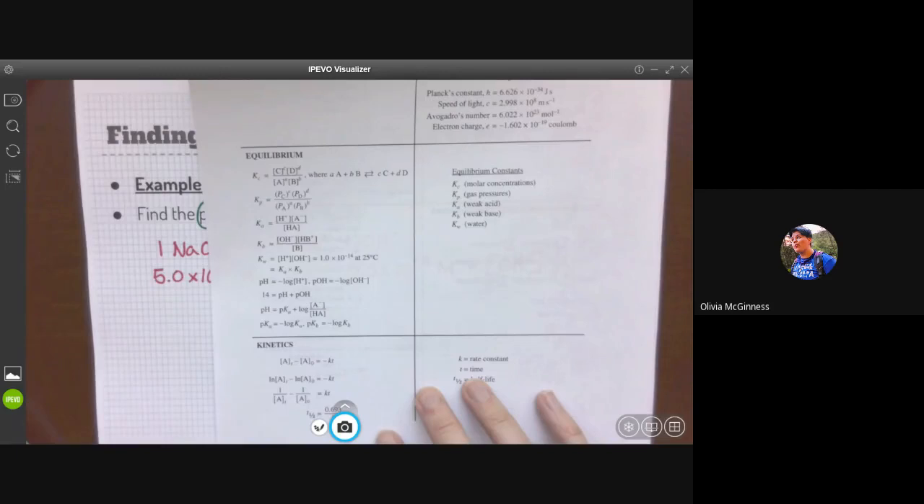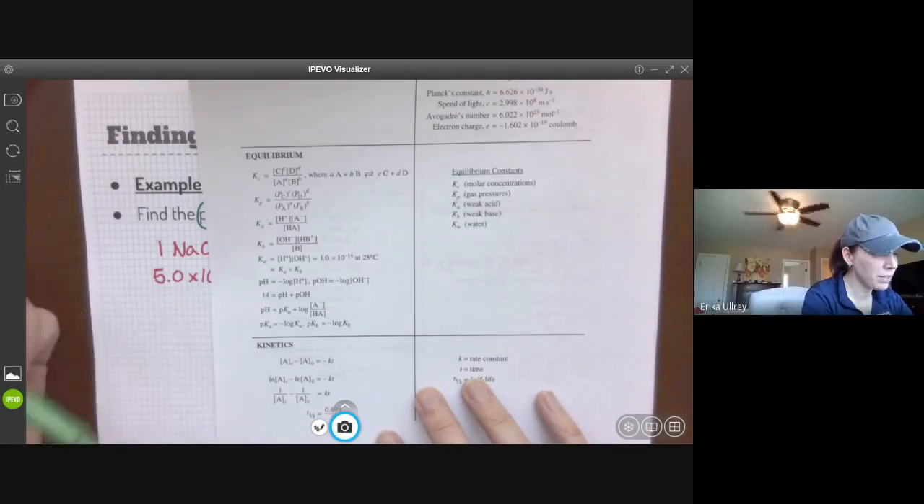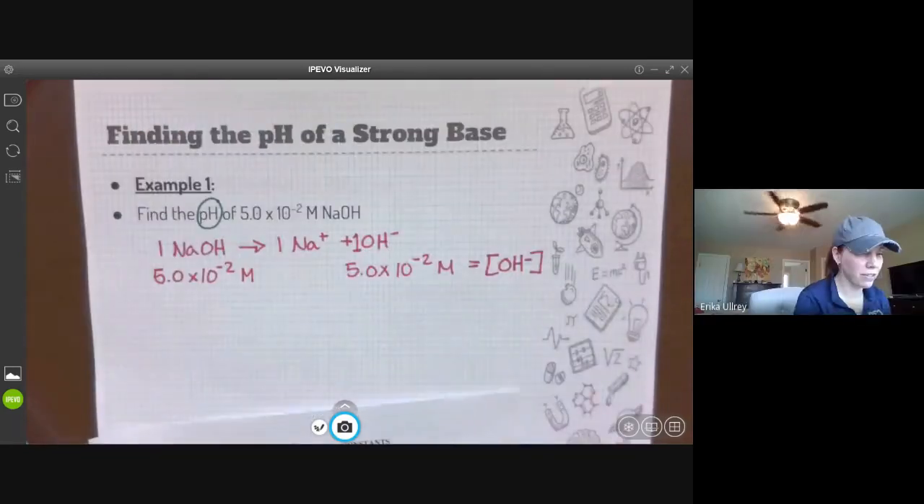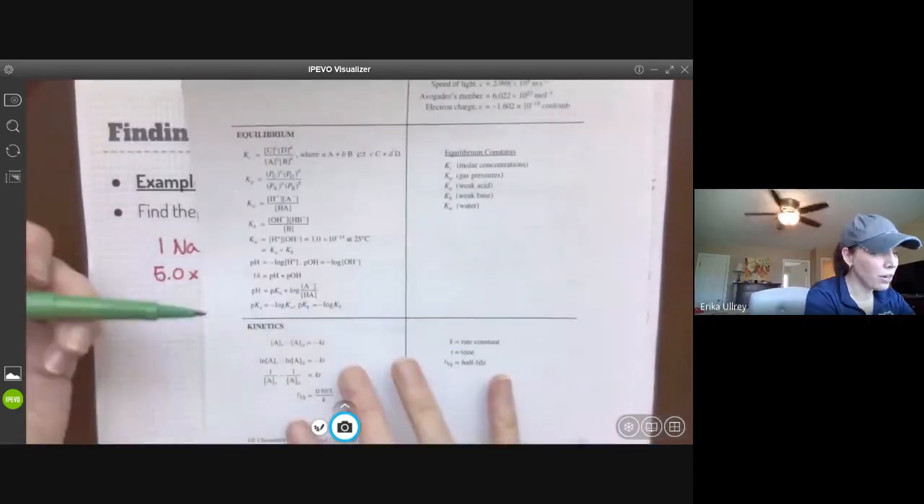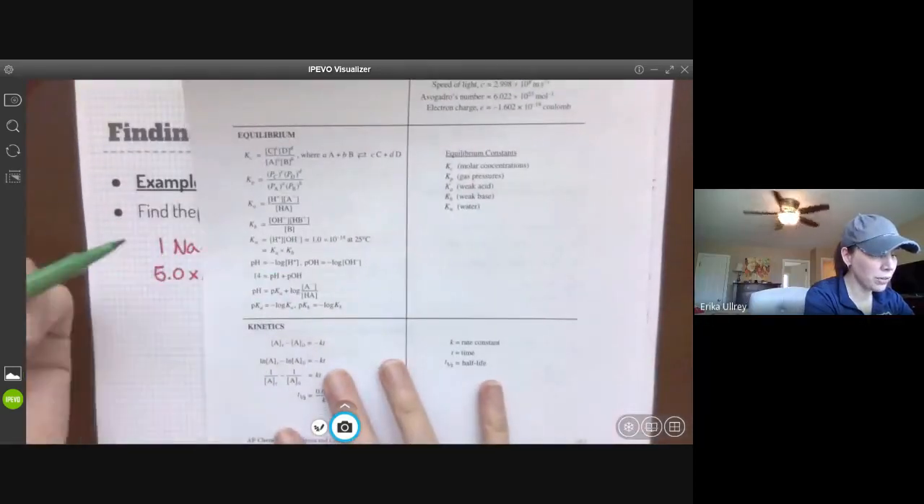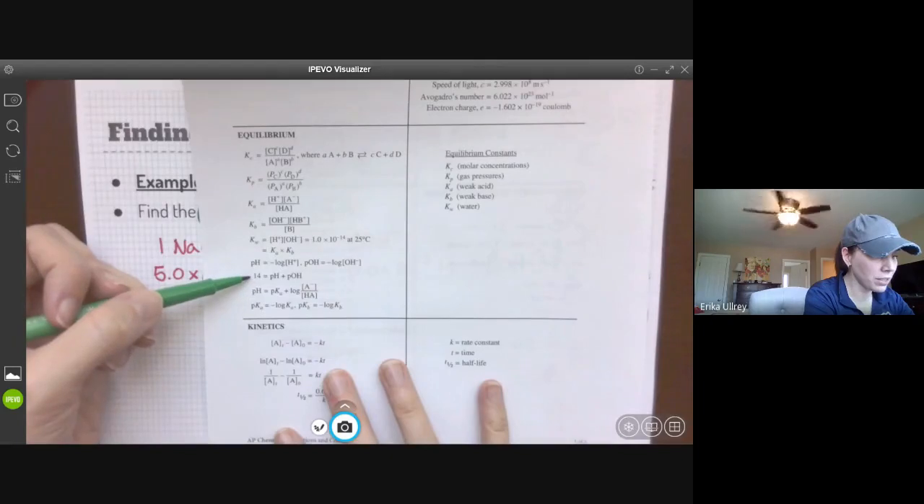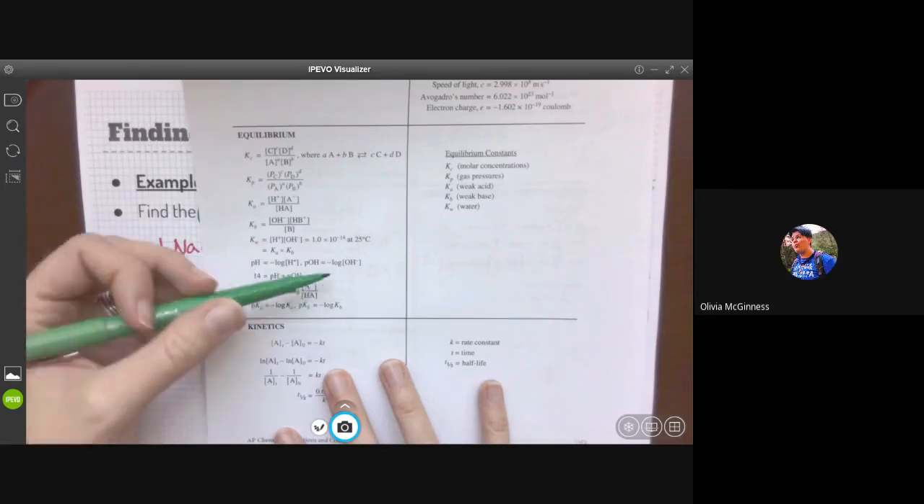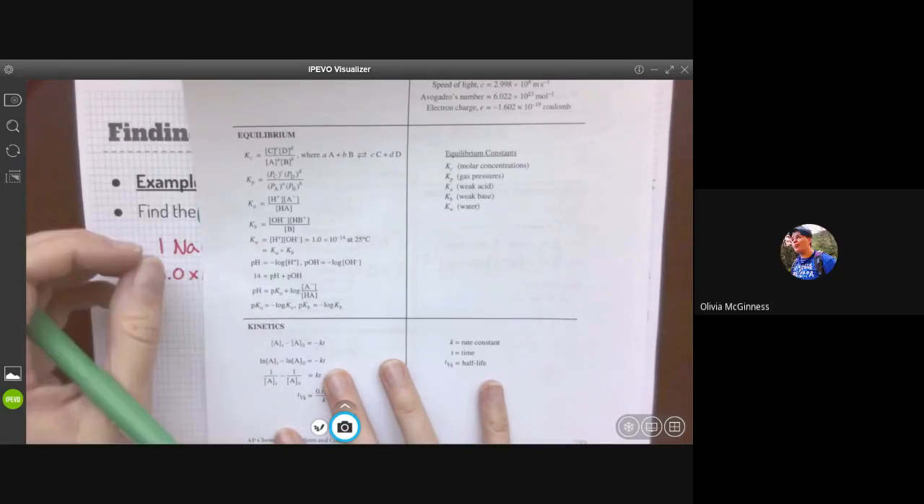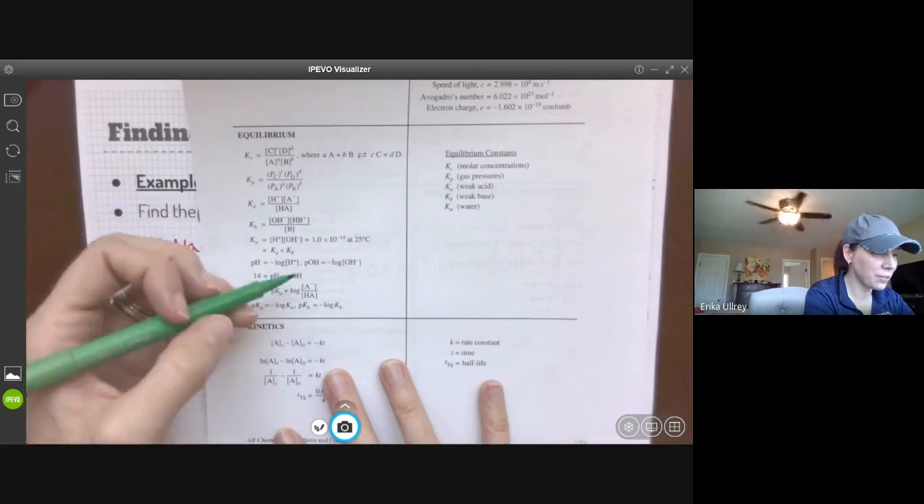14 equals pH plus pOH. So that's for pH and pOH, and we don't have either of those. We have a hydroxide ion concentration. Okay. So if we want to use this pH pOH equation, what do we need to do to our concentration of OH first? Negative log of the concentration to find the pOH. Yeah, that's exactly what we need to do.